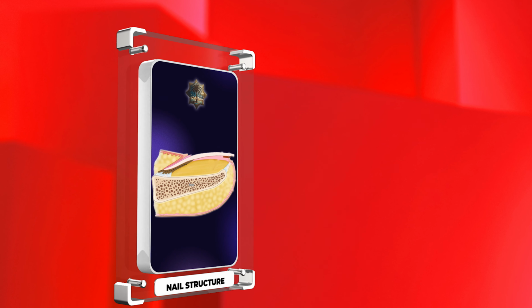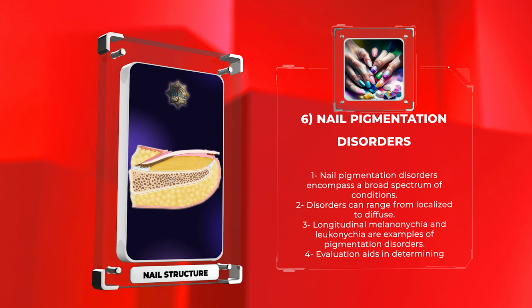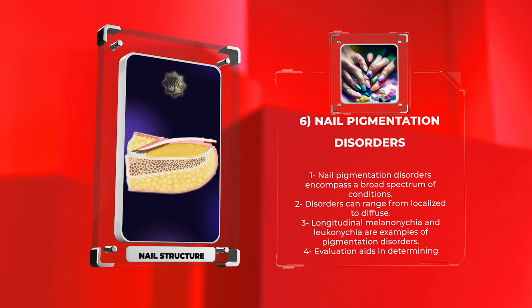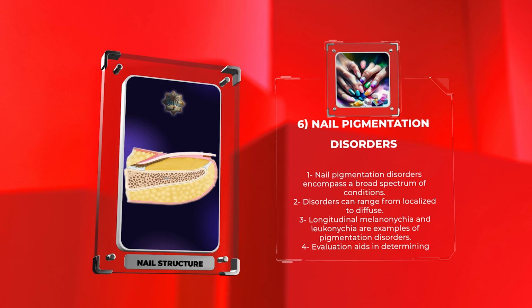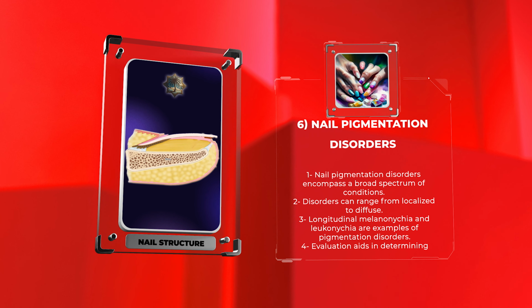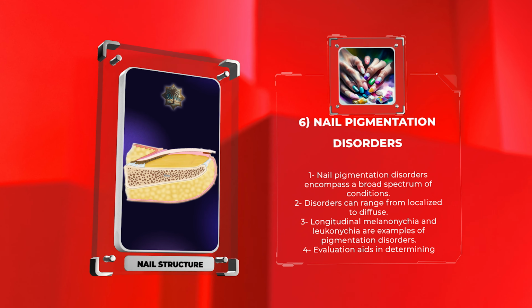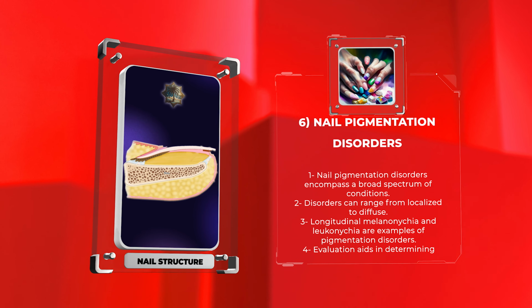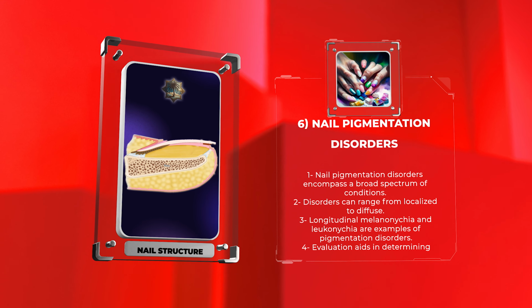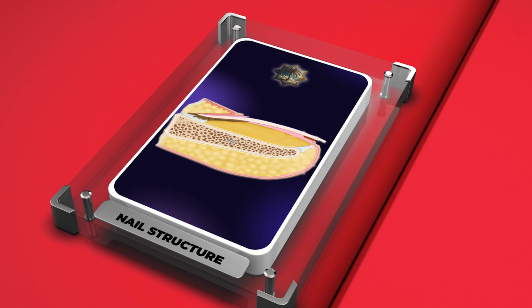Nail pigmentation disorders encompass a broad spectrum of conditions characterized by abnormal coloration of the nail. These can range from localized disorders, such as longitudinal melanonychia, brown or black streaks, to diffuse disorders like leukonychia, white discoloration. Histological evaluation combined with clinical correlation aids in determining the underlying causes of these pigmentation abnormalities, which can include melanocytic activation, vascular alterations, or systemic diseases.